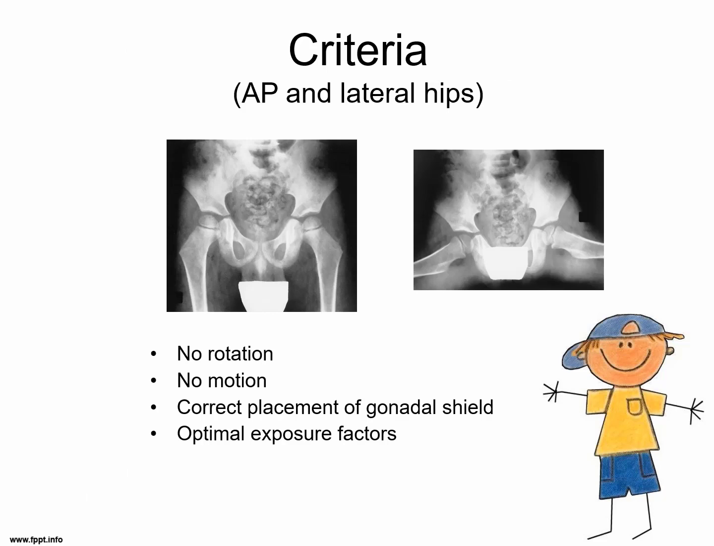To demonstrate hip dysplasia, we actually do an AP pelvis and a frog leg pelvis. If you take a look at these images, they were done with gonadal shielding. We do not use gonadal shielding anymore. We use optimal exposure factors, and we don't want to see any rotation or any motion on these exams.